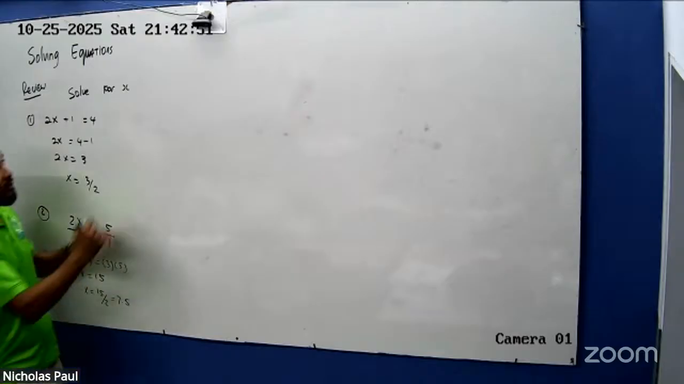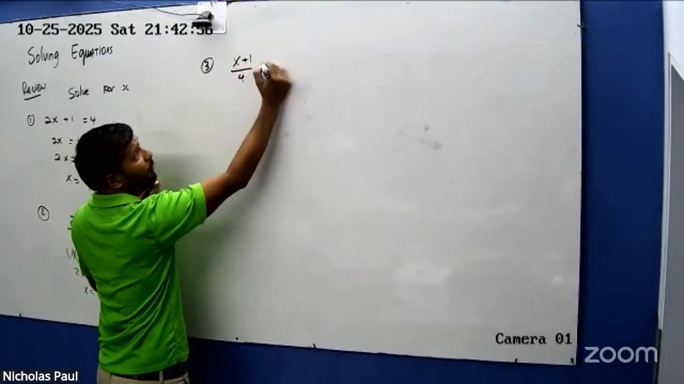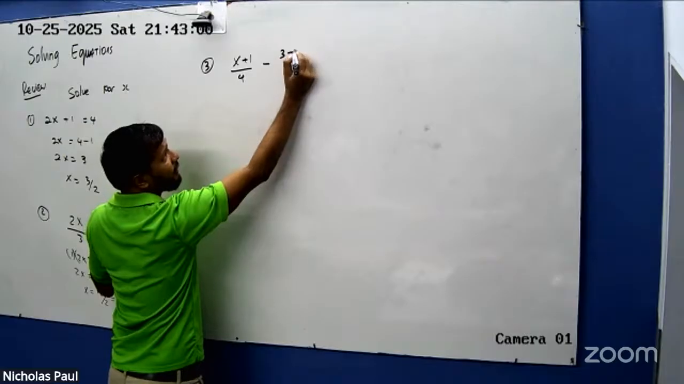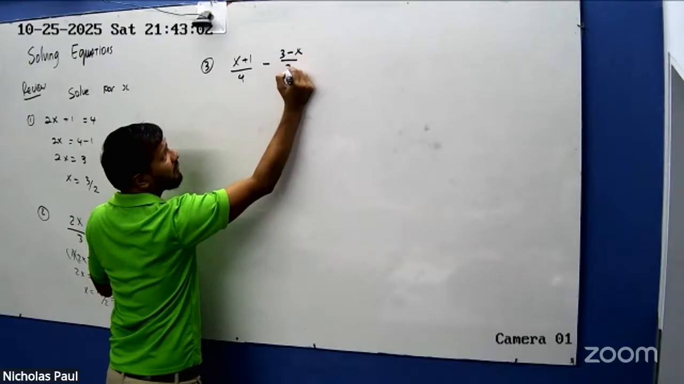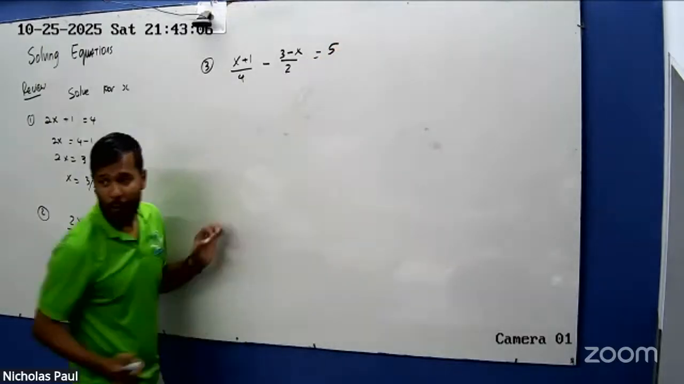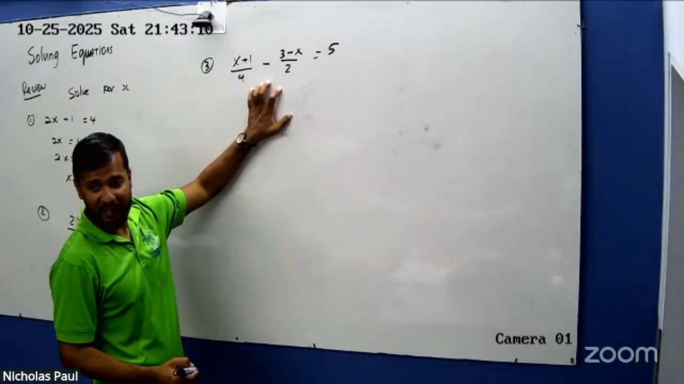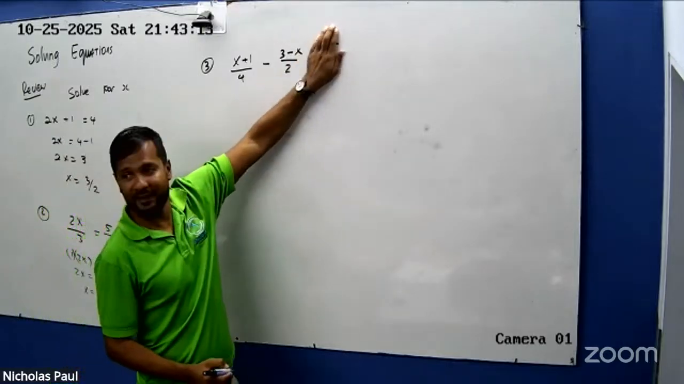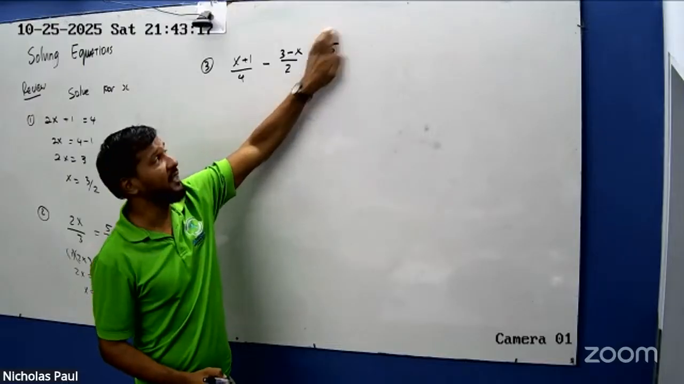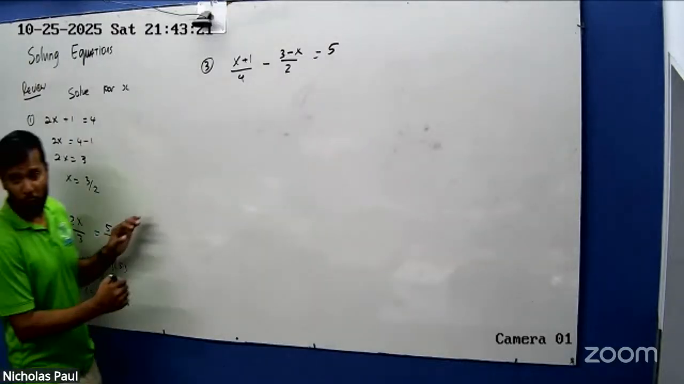And then the last one that we did was something like this: x plus 1 over 4 minus 3 minus x over 2 is equal to 5. How do we solve things like this? What we have to do here is do the multiply effect, or find the LCM on the left-hand side, and then it simplifies out to something like this. Okay, so watch it again.